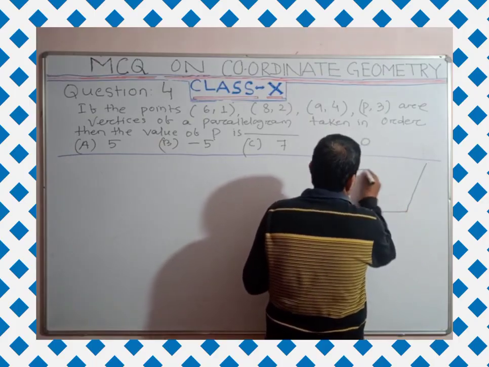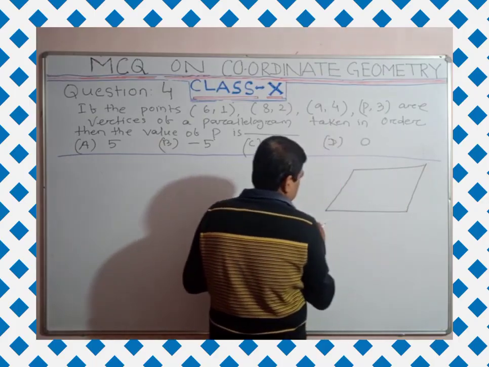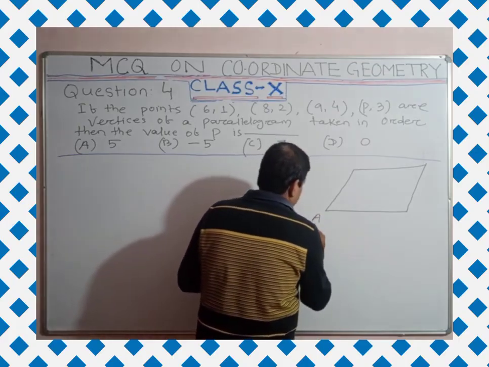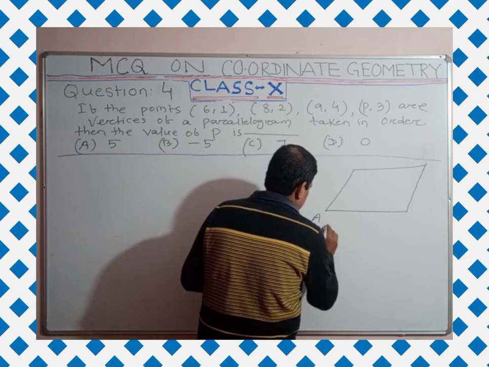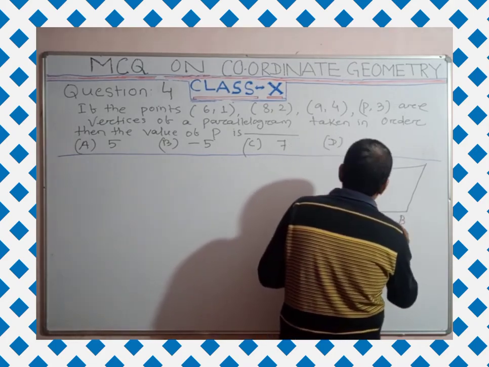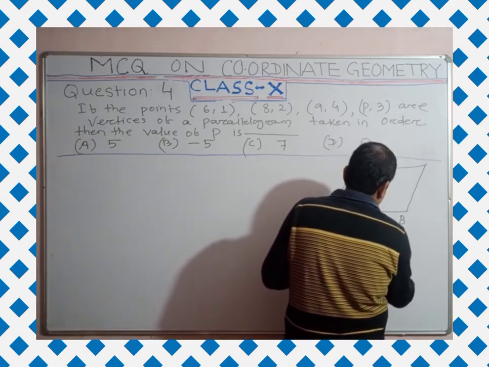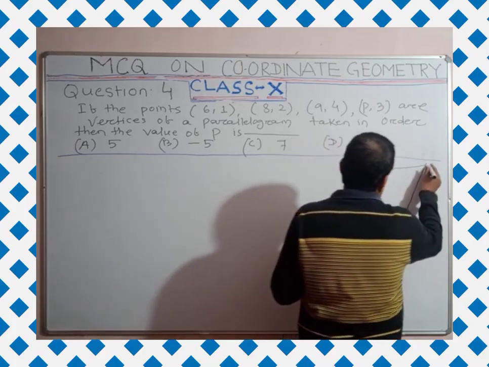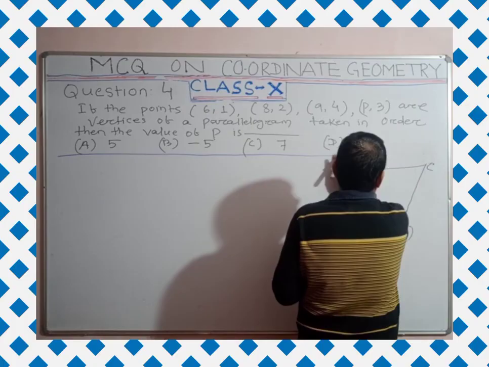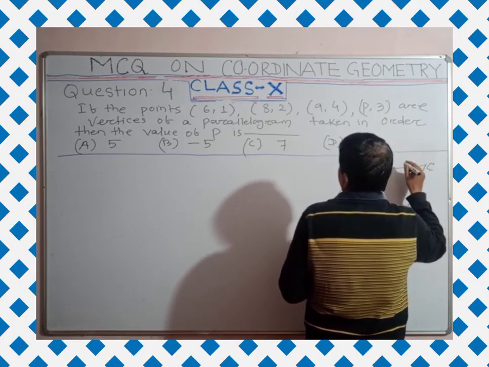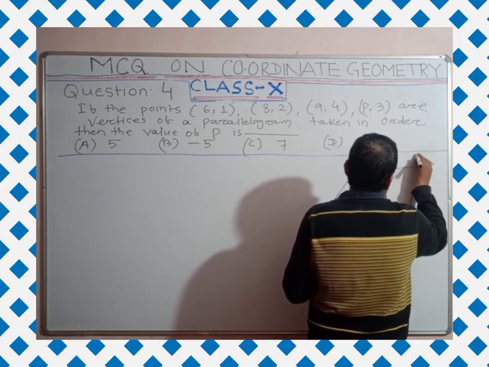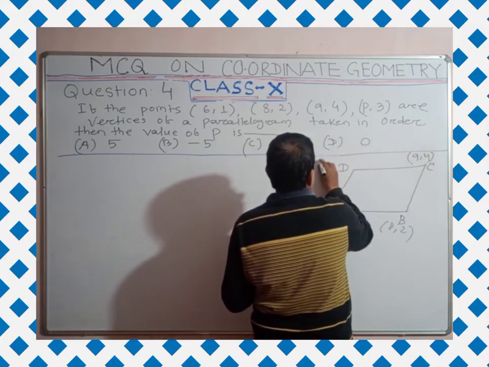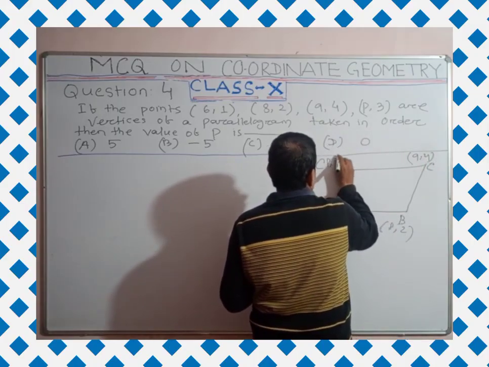Understand? Let us draw a parallelogram. Here, the given vertex A is (6, 1). Here vertex B has coordinate (8, 2). And here C is another vertex whose coordinate is (9, 4). And D is the fourth vertex whose coordinate is (P, 3). We have to find the value of P.